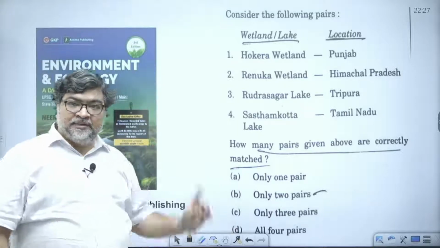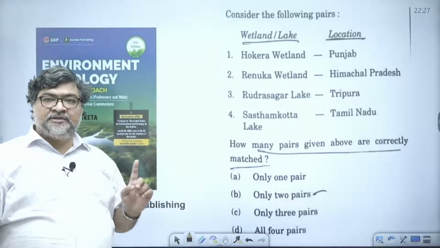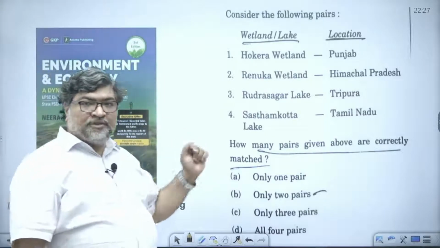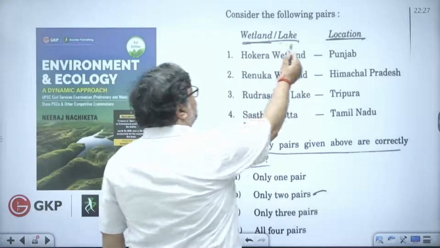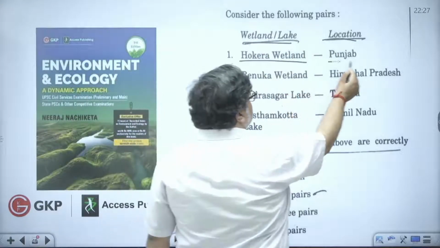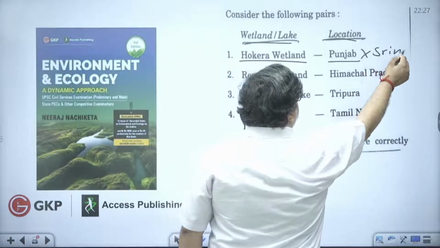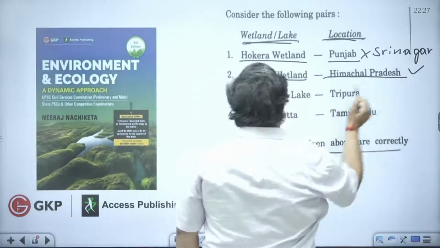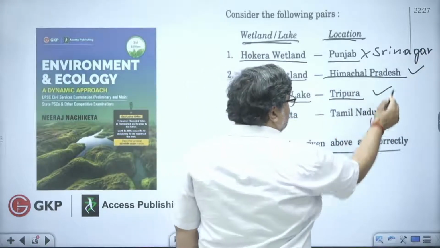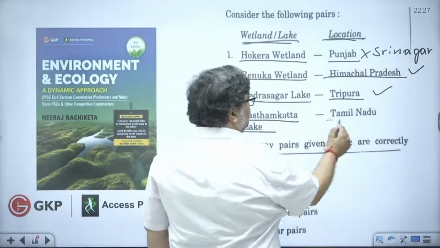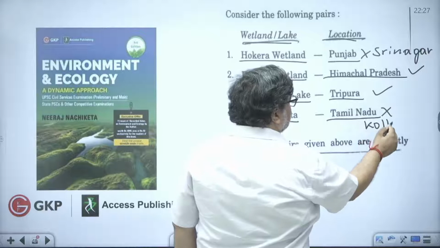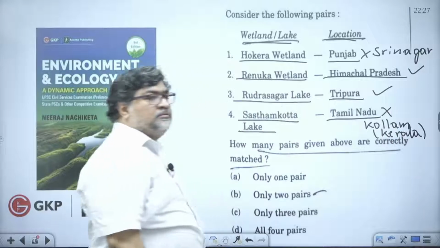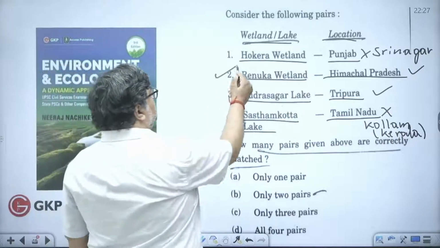Again the map base. It is given in the textbook. I have already given about Ramsar sites and Ramsar site descriptions. Right, it is mentioned in the book there. So if you look at the question here, wetland, lake and location. Hokera wetland, Punjab, that is wrong. It is Srinagar in Jammu and Kashmir. Then Renuka wetland, Himachal Pradesh, that is correct. Rudrasagar Lake, Tripura is correct, Agartala. Sasthamkotta Lake, Tamil Nadu, that is wrong. That is in the Kollam district of Kerala.